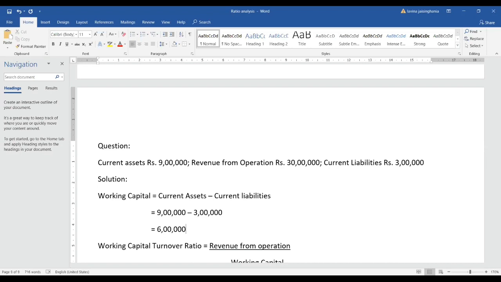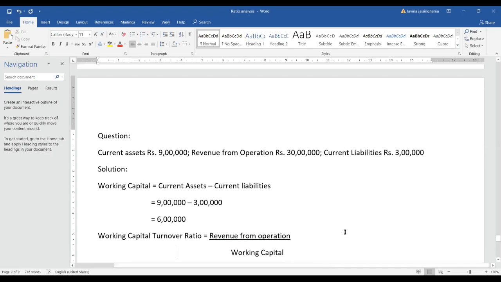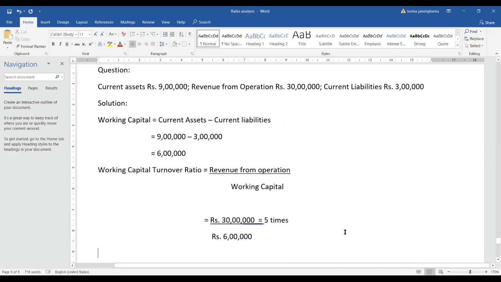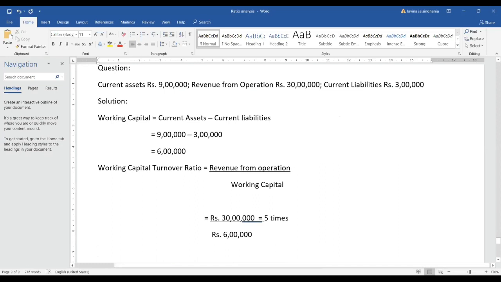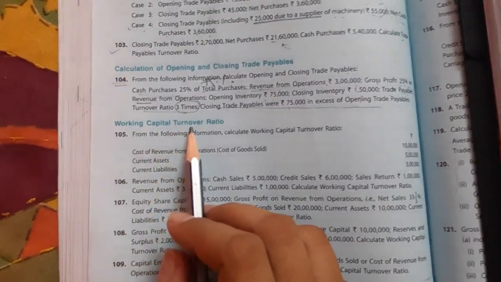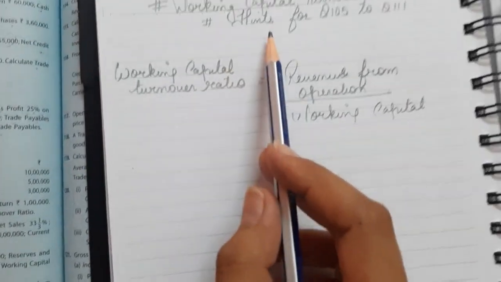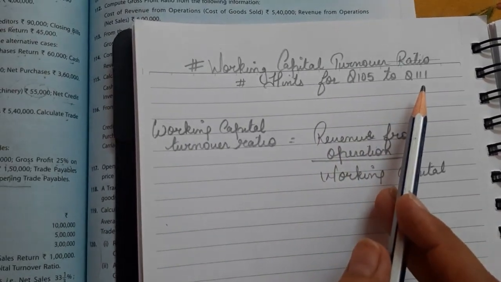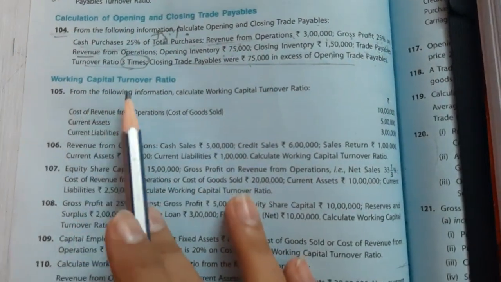The formula for our working capital turnover ratio is revenue from operation divided by working capital. Revenue from operation is 30 lakh, and 30 lakh divided by 6 lakh is 5 times. So your working capital turnover ratio will be 5 times. I hope this concept is clear. Now we'll move forward to textual sums related to it. Starting with the textual questions of working capital turnover ratio, I'll be sharing hints related to question numbers 105 to 111.